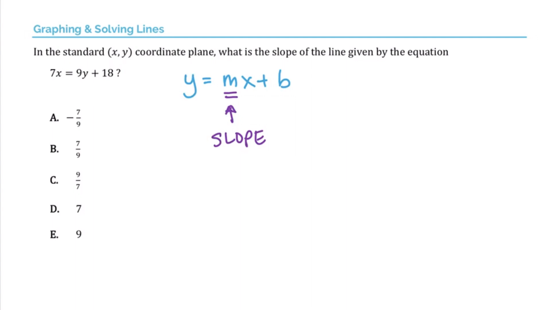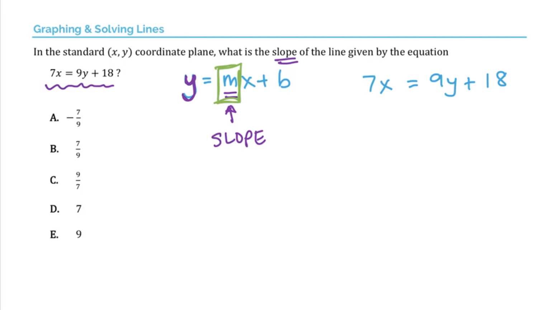So if we have a question written like this and all we want to know is the slope, our goal is to get the equation in terms of just y equals. If we can get y by itself and the rest is in this form mx plus b, we're going to immediately know our answer, because the slope is whatever number is right here in front of the x. So again, our goal is to take the 7x equals 9y plus 18 and move everything around so that we get y by itself.